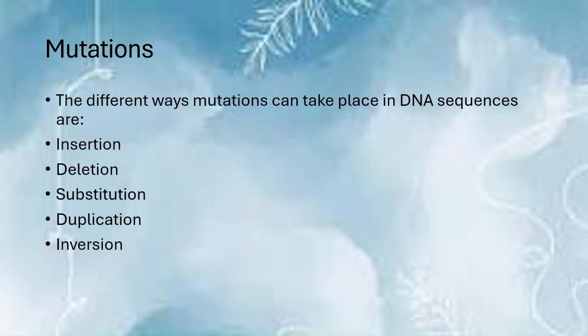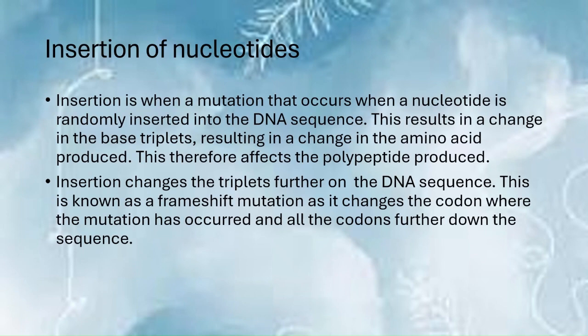The different ways mutation can take place in DNA sequence are insertion, deletion, substitution, duplication, and inversion. Insertion of nucleotides. So insertion is the mutation that occurs when a nucleotide is randomly inserted into the DNA sequence. This results in a change in the base triplets, resulting in a change in the amino acid produced. This therefore affects the polypeptide produced.